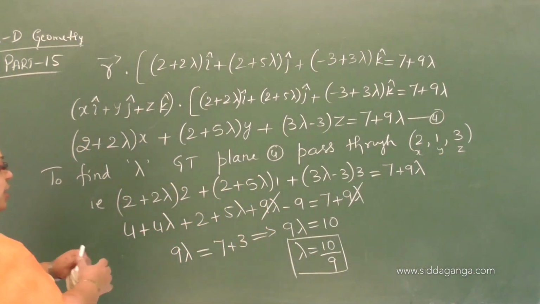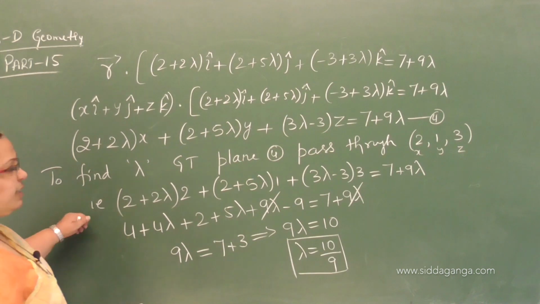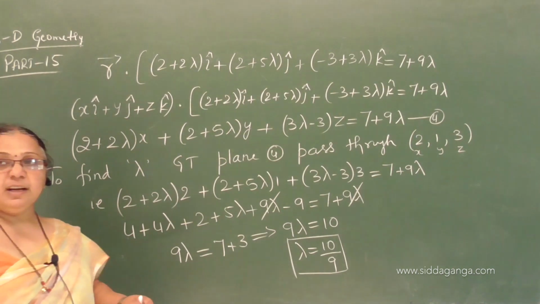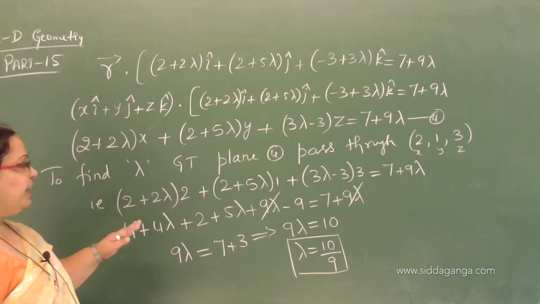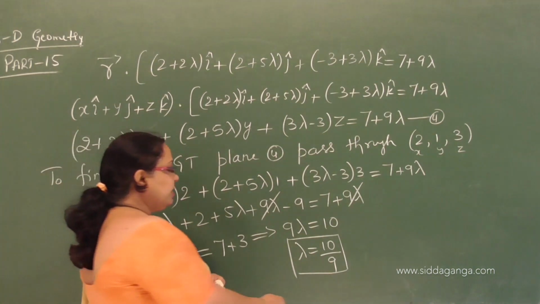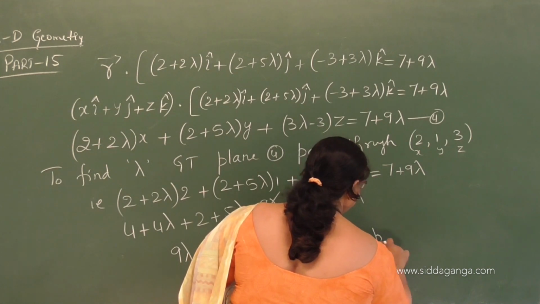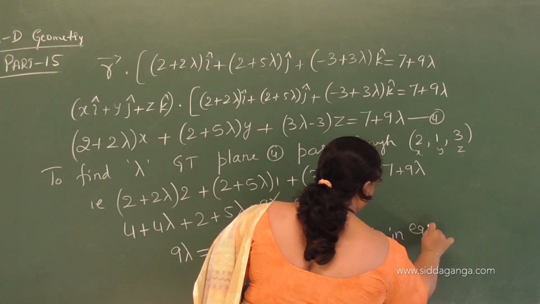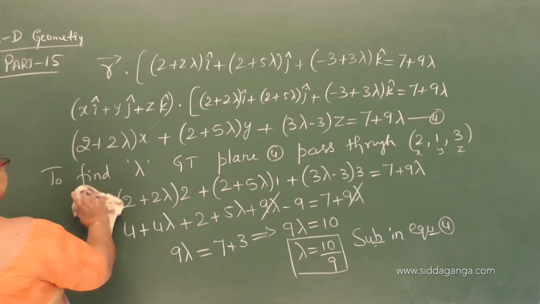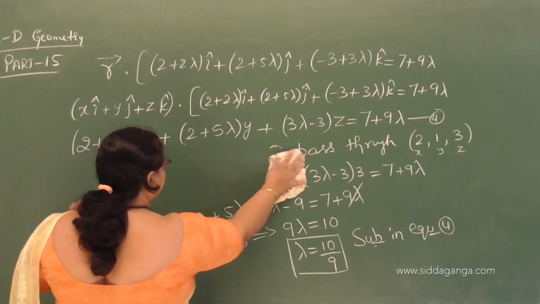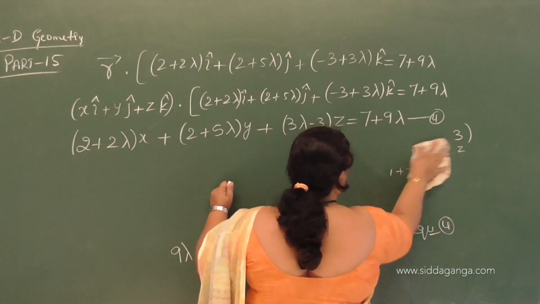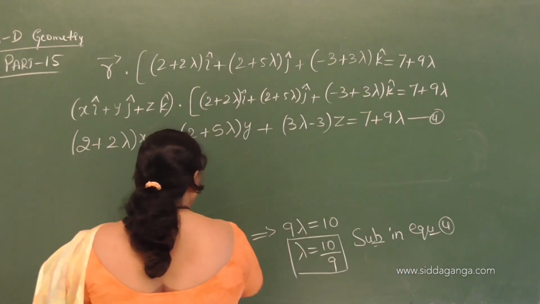Now we can simplify it orally. We have to substitute this value in equation 4 and simplify. That means here we have to substitute in equation 4. So in place of lambda we have to put 10 by 9.